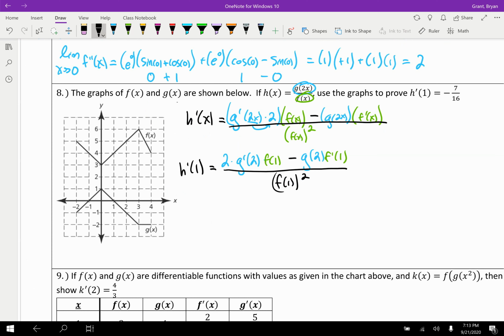Well, it did say use the graph, so we should probably use the graphs here. And we'll just go a bit at a time. I'm going to start with f of 1 and g of 2, just to make sure we're comfortable with those, and then I'll come back to these gaps. I'm going to leave those so I remember that I haven't done them yet. Divided by f of 1 squared. Okay, let's start with f of 1. F of 1 means go to the graph of f, go to an x value of 1, and find the corresponding y value. So I think this tells us that f of 1 is 4.